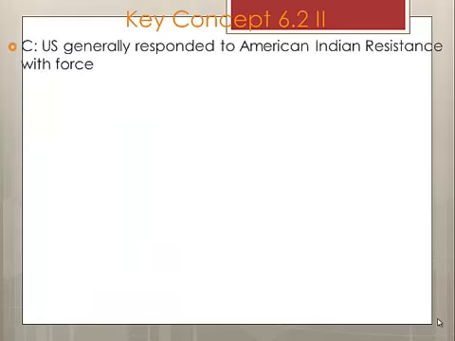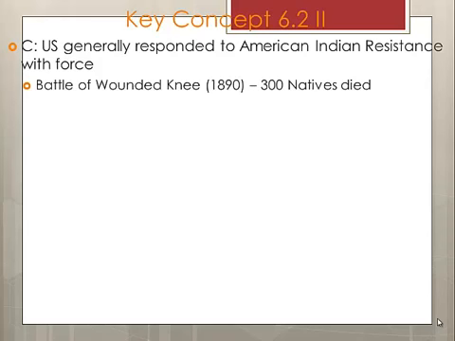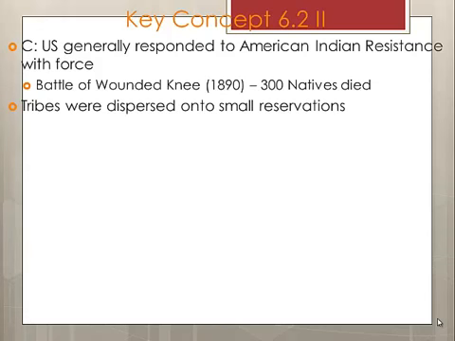Now, the U.S. generally responded to American Indian resistance with force. This is the last idea the AP curriculum wants you to know. So the Battle of Wounded Knee in 1890, this was where 300 natives, again, mostly women and children, died in this massacre. Now, tribes were dispersed onto smaller reservations during this time.